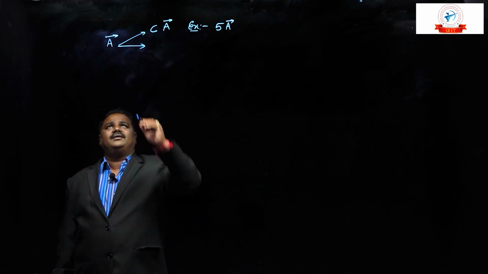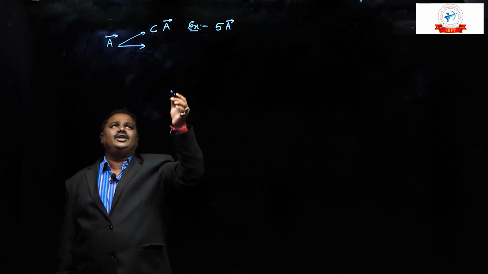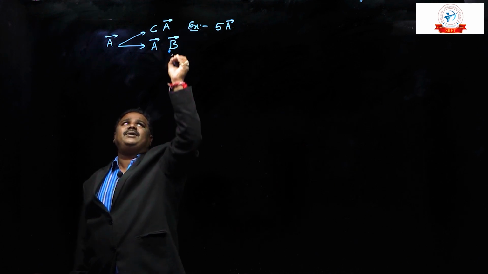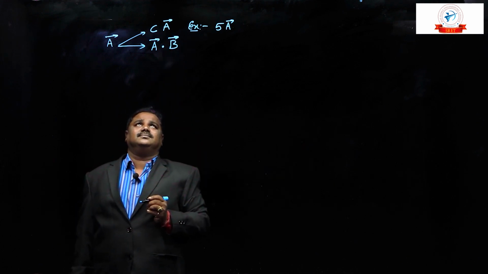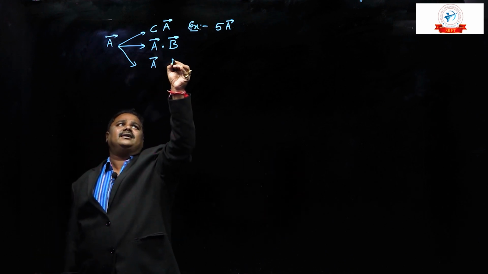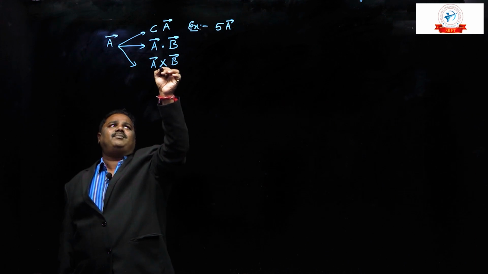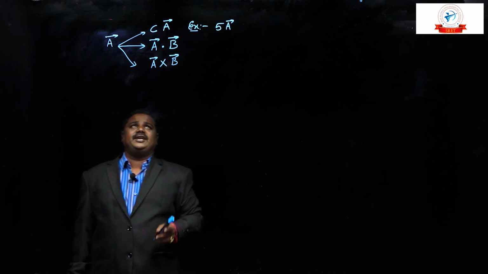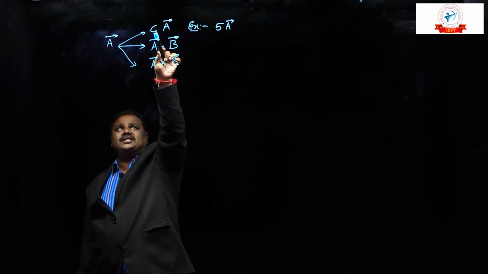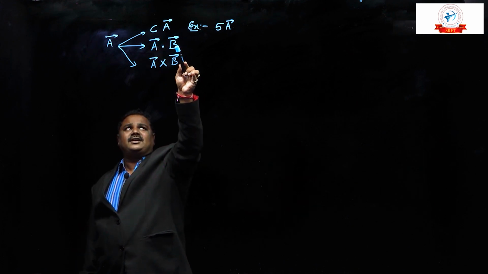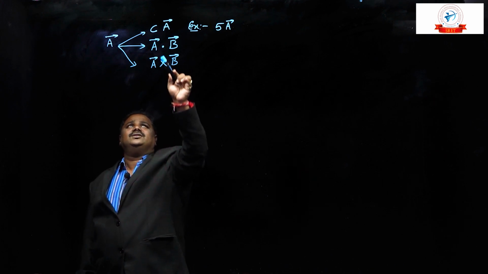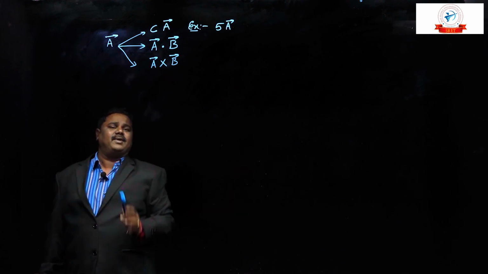And we can multiply vector a bar with another vector in two different ways. So a bar can be multiplied with another vector b bar with the help of dot product. And similarly, the same vector a bar can be multiplied with another vector with the help of cross product. So the vector a bar can be multiplied in three different ways. We can directly multiply with a scalar, multiply with another vector using dot product, and multiply with another vector using cross product. These are the different ways to multiply a vector a bar.